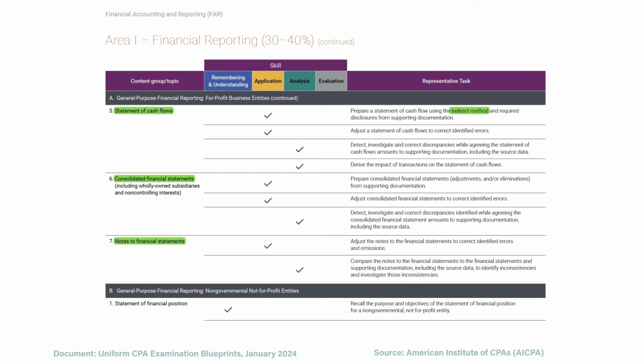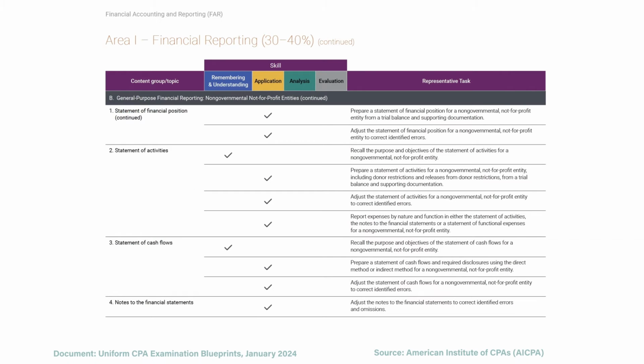Next, we have the financial statements for non-governmental, not-for-profit entities. So we need to know how to prepare a statement of financial position, which is just a balance sheet. It's just called a statement of financial position. Next, we need to know how to prepare the statement of activities, which is simply the income statement for a not-for-profit entity. This is going to include donor restrictions and what is released from donor restrictions.